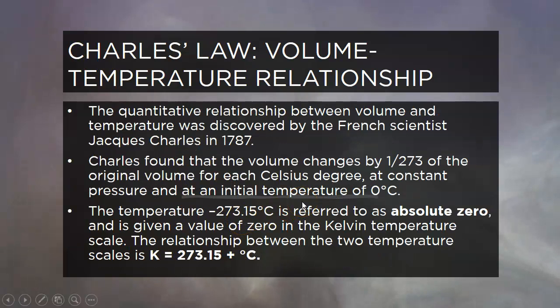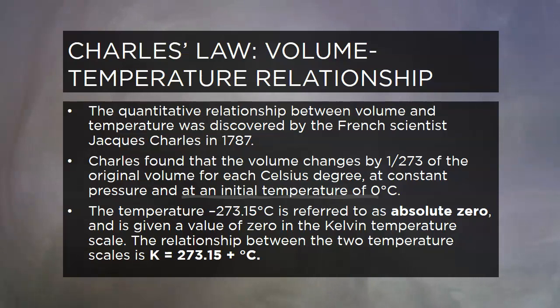So this was found by Jacques Charles in 1787. He noticed that the volume changes by 1/273rd of the original volume for each Celsius degree if we have an initial temperature of 0 degrees Celsius. Now, the problem with Celsius is that it's hard to imagine doubling a Celsius value when we have negative values involved.